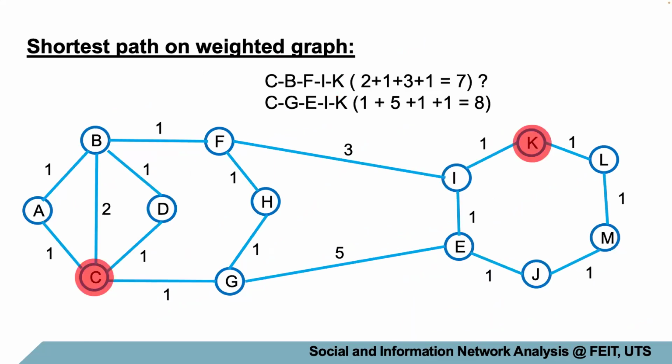But, like someone asked, on weighted graphs, for the shortest path, you need to consider the weights of the edges. For example, for two paths on this undirected graph, if we consider the edge weights, we can sum them up, like 2 plus 1 plus 3 plus 1, which is 7. And another path is 8. So we say the shortest path from C to K is this one. It is shorter than this one.